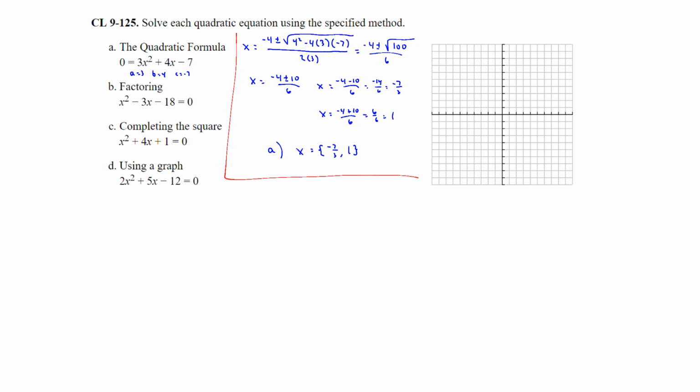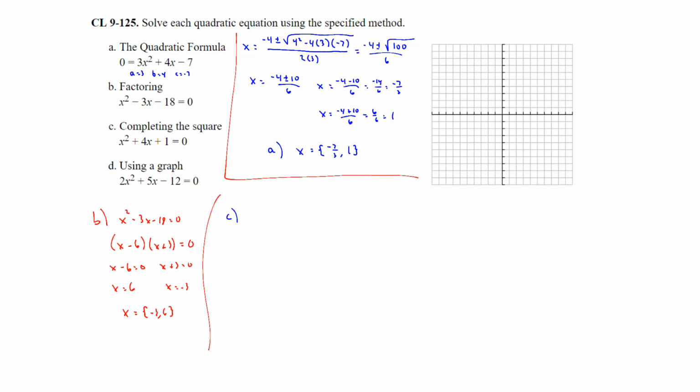All right. On to B. B says factoring, so we have x squared minus 3x minus 18 equals 0. I'm just going to go ahead and factor this one: x minus 6, x plus 3 is equal to 0. And then we're going to use the zero product property and set our factors equal to 0 and get two solutions. X equals 6 and x equals negative 3. So that's factoring.